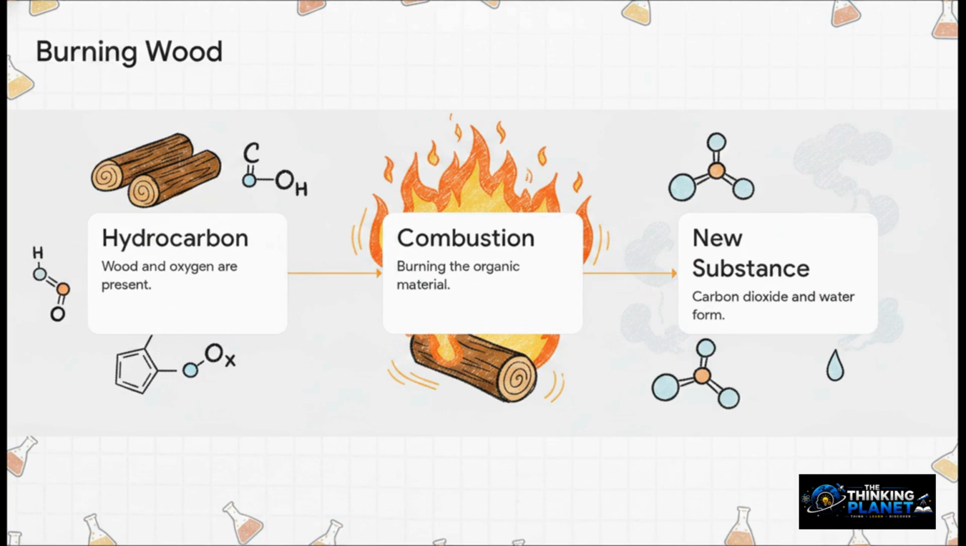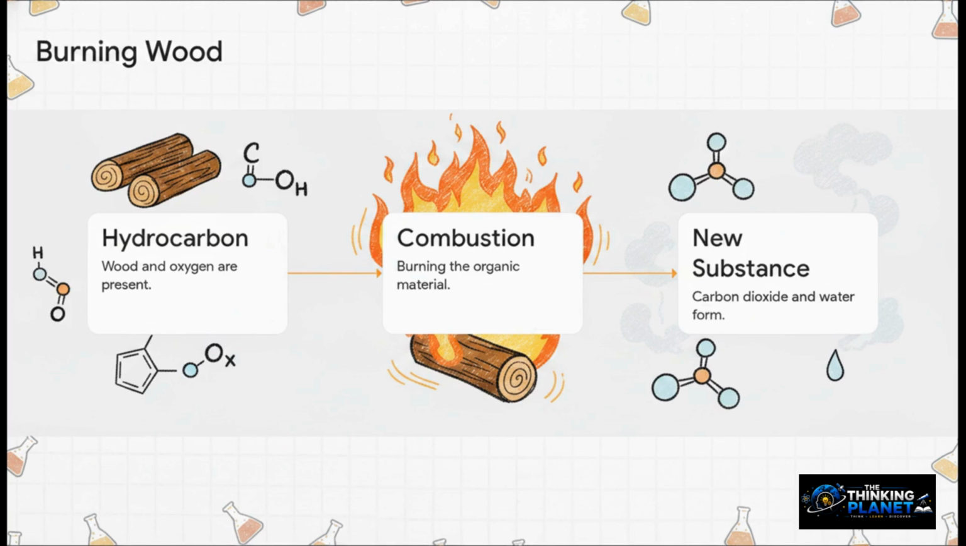In step 1, we start with wood. Chemistry tells us that wood is an organic material made mostly out of carbon and hydrogen, which is why it's known as a hydrocarbon. We expose this hydrocarbon to oxygen. In step 2, we introduce combustion, which is simply the scientific term for burning that organic material. Then we get to step 3, the result.